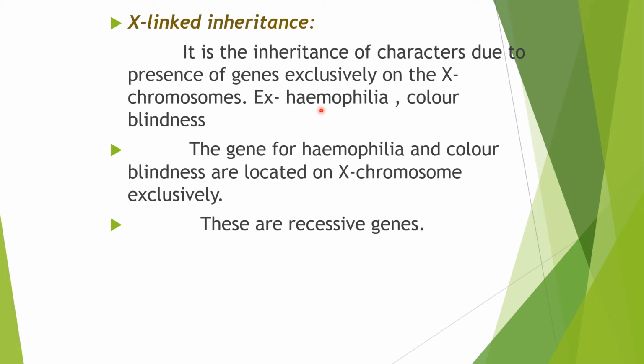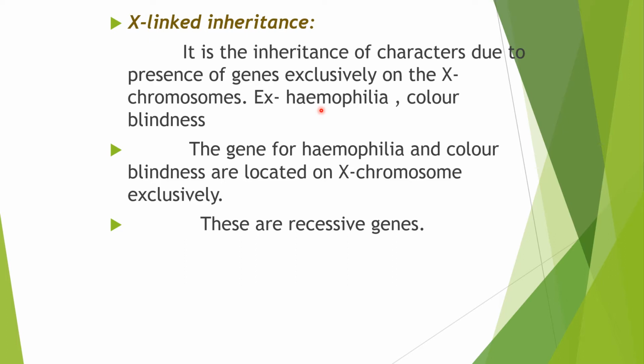resulting in his death. Now, color blindness is another example of hereditary disease in which a person cannot differentiate between colors, especially between red and green colors. This is also due to a defective gene. Now, these two examples which I cited are X-linked disorders. That means the gene which is responsible for causing these disorders is located exclusively on the X chromosome.